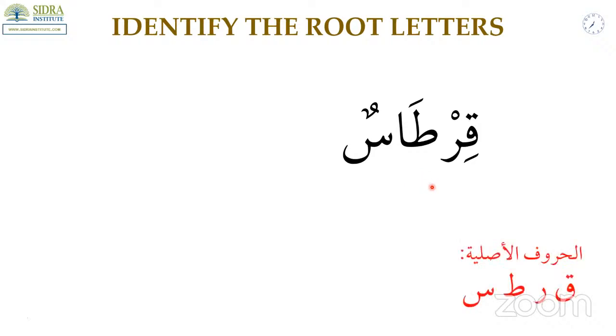Yes, al-huruf al-asliya, the original letters, in this word are 4: qaf, ra, ta, and seen. What do you think is the extra letter then? What are we left with as the extra letter? Alif. Okay, so alif is harfun zaidun, the extra letter.